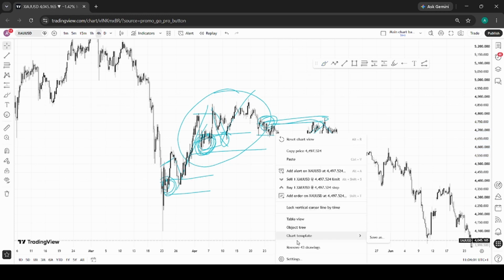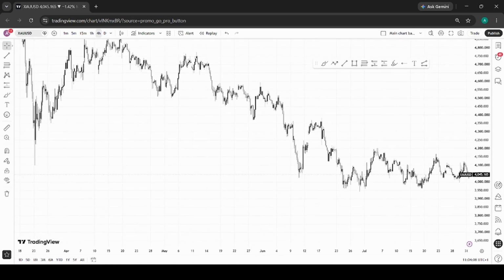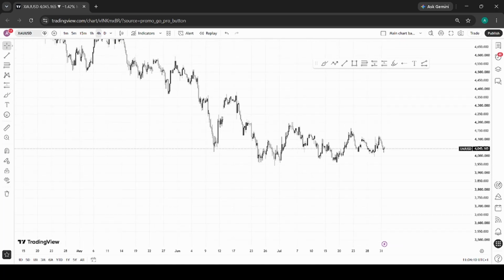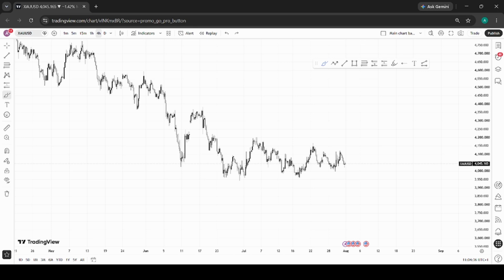So what is going to happen now is that I'm going to show you how to combine all these things together to get an A plus setup. How to combine market structure, supply and demand zone to get an A plus setup. The video is getting too long, so I'm going to be brief about it. So for example now, let's take this.